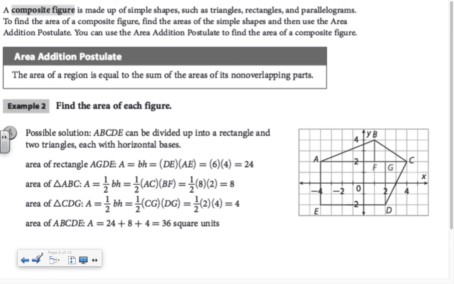A composite figure, as you see, is made up of smaller shapes. So we can take a figure and break it up into triangles, rectangles, and parallelograms, find the areas of those figures, add those areas, and that will give us the area of the composite figure. So you'll see that they did that in example 2. They broke pentagon ABCDE up into 3 triangles and a rectangle, found the area of those 4 pieces, added them together in order to find the area of ABCDE.